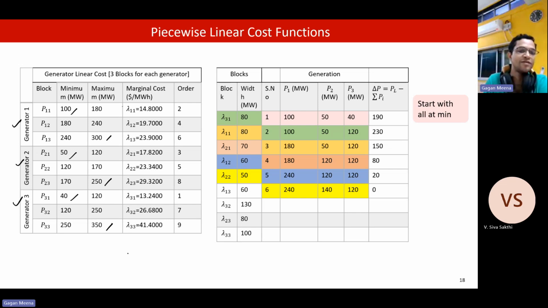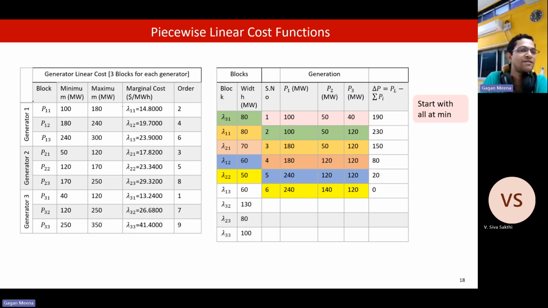Because we already know that the generator with the minimum incremental cost will be scheduled first, we order them. Here we can see the first segment of the third generator has the least incremental cost, 13.24. We order them in ascending order: lambda 3 1, lambda 1 1, then lambda 2 1. Similarly, you can arrange it. So this is the first step.